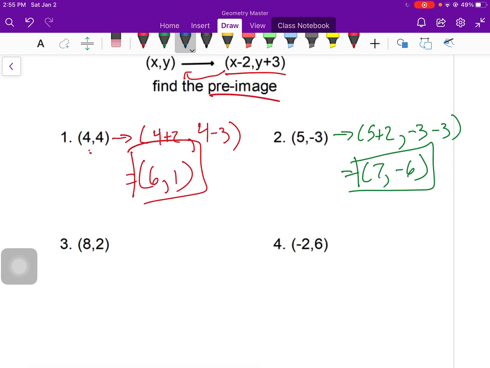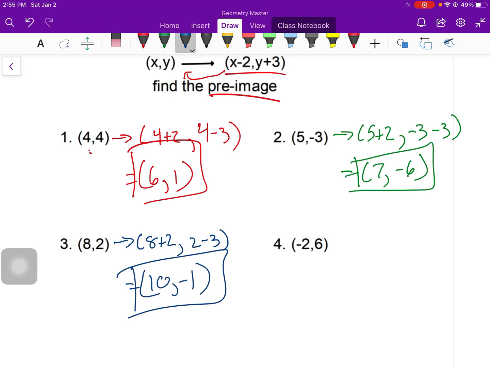In number 3, we have to do 8 plus 2 and 2 minus 3 to get (10, -1). And I haven't said this, but make sure, since these are ordered pairs, that you have the parentheses around them. If you don't have the parentheses, you're stating that this is a list of numbers instead of a set of ordered pairs, and mathematically those things are different. So now I've got negative 2 plus 2 and 6 minus 3, which gives me (0, 3).